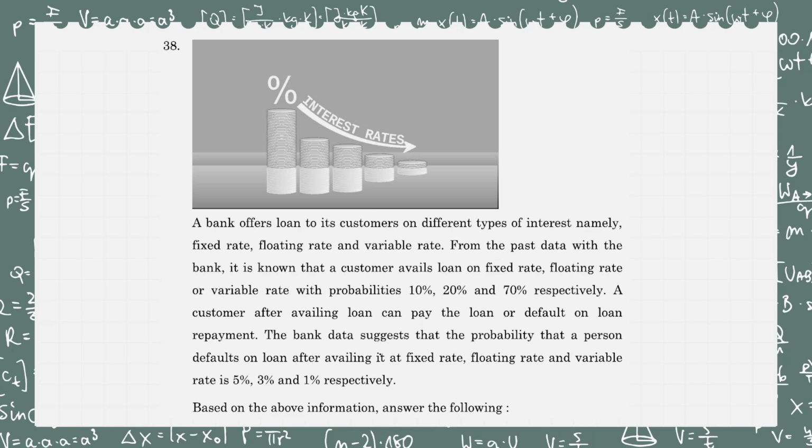So, the person who availed the loan at fixed rate fails to pay the loan will have a probability of 5%. Same way, floating rate person fails to pay the loan will have a probability of 3%, and the person who took the variable rate fails to pay the loan is 1%. So the rate is very less. The chances are very less for the variable rate person failing to pay the amount fully. So now we need to answer the following questions.